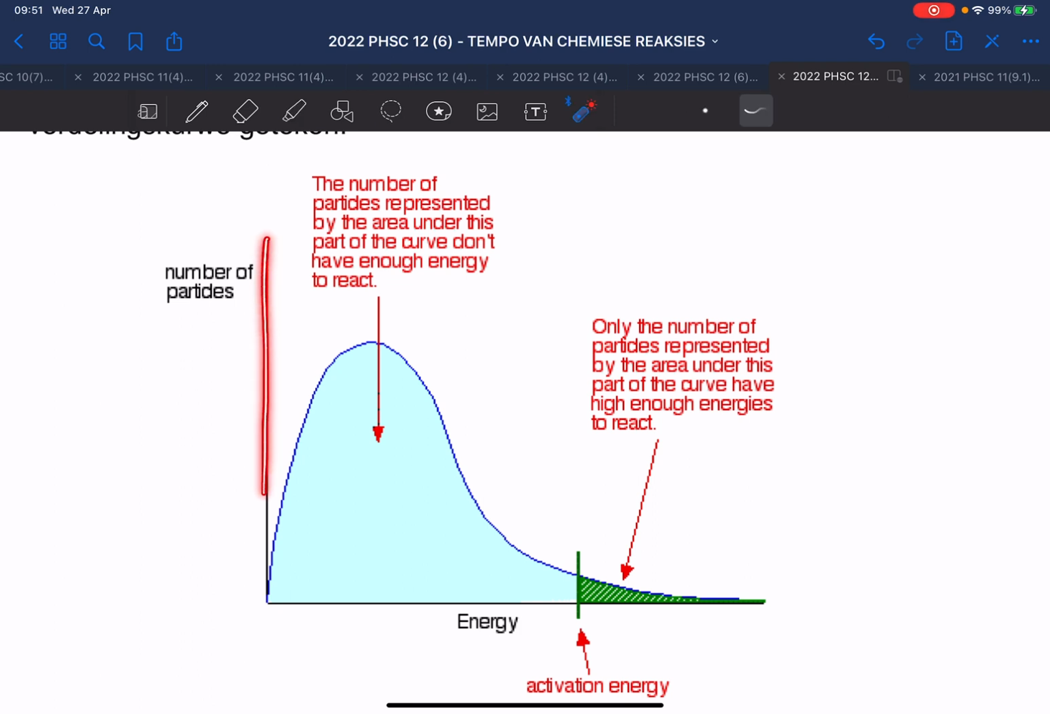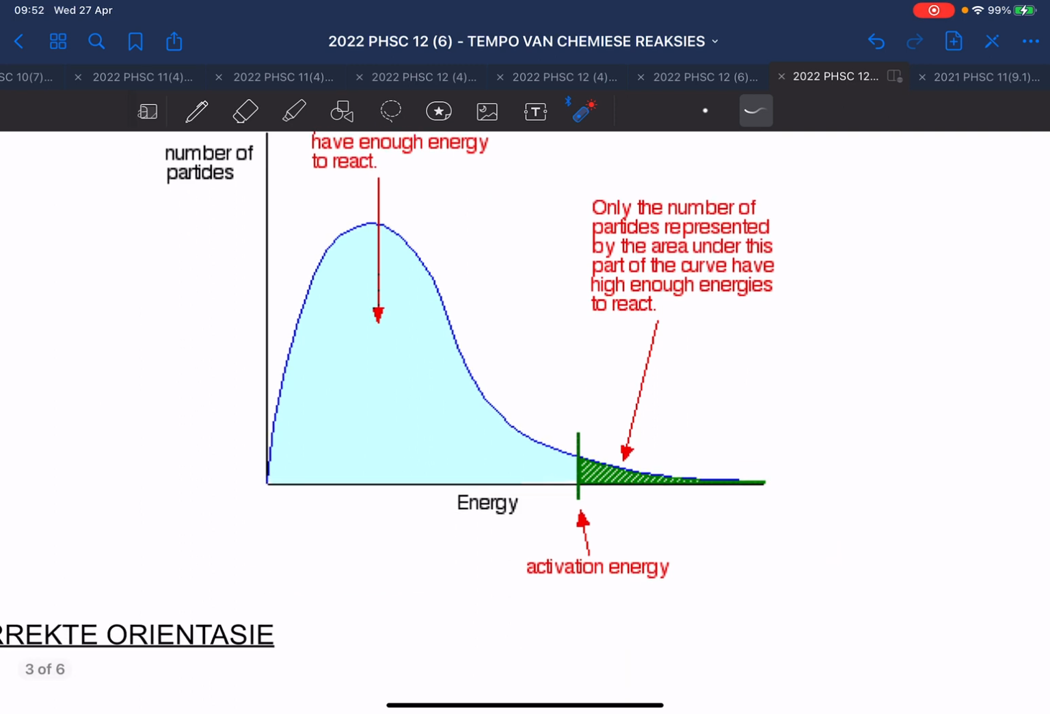On the y-axis, you have the number of particles. Say, for example, the number of learners in the school. The number of learners in the school is given on the y-axis. On the x-axis is the energy of the particles. And the energy here is the kinetic energy of the particles.